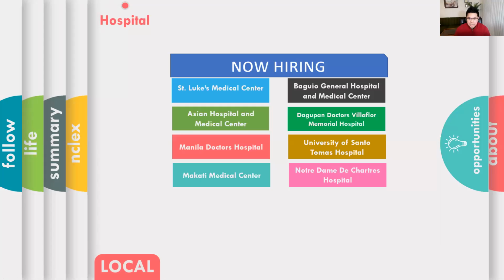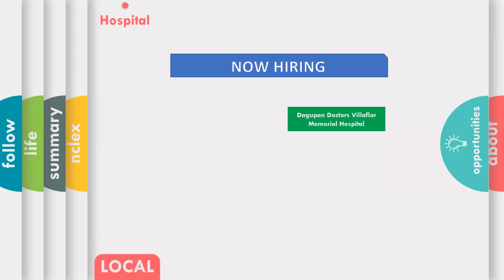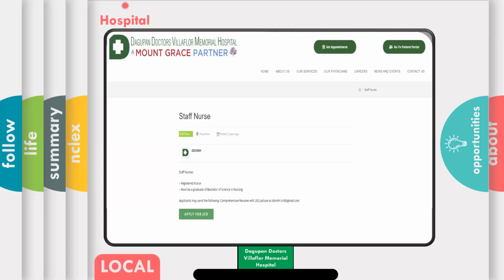We also have in Dagupan the Dr. Villaflor Memorial Hospital. I'm not sure if it is JCI accredited, but it is comparable to St. Luke's Medical Center in Manila. This hospital is now looking for staff nurses also.